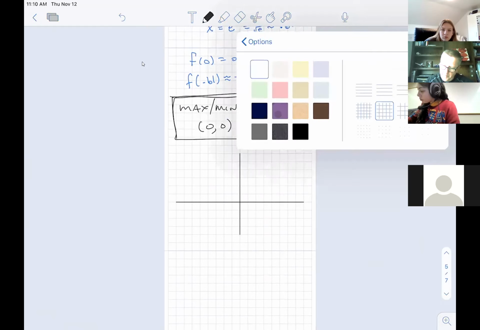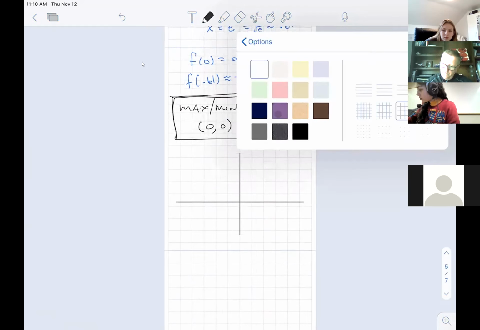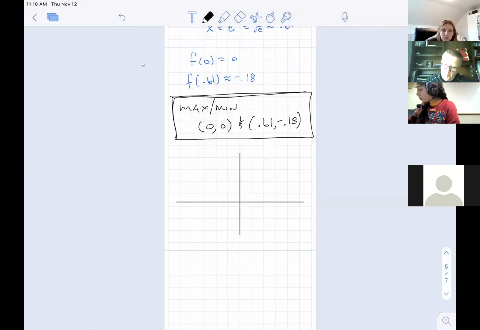Thinking bigger graph paper would be better, because these are pretty small numbers. I'm wasting too much time. I gotta speed up here.